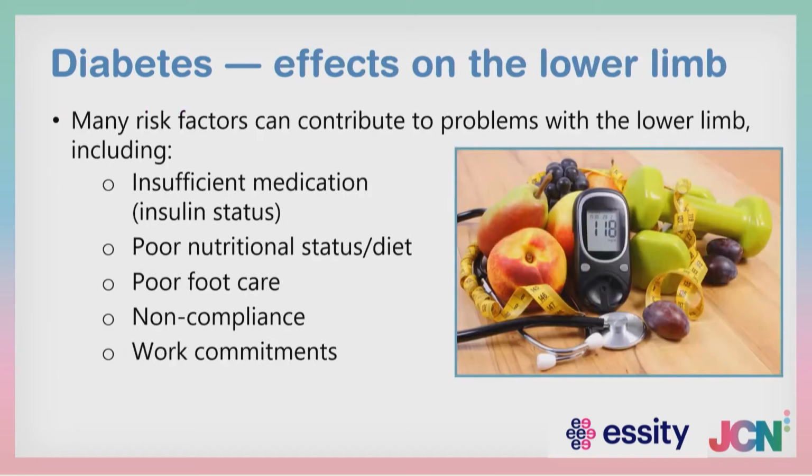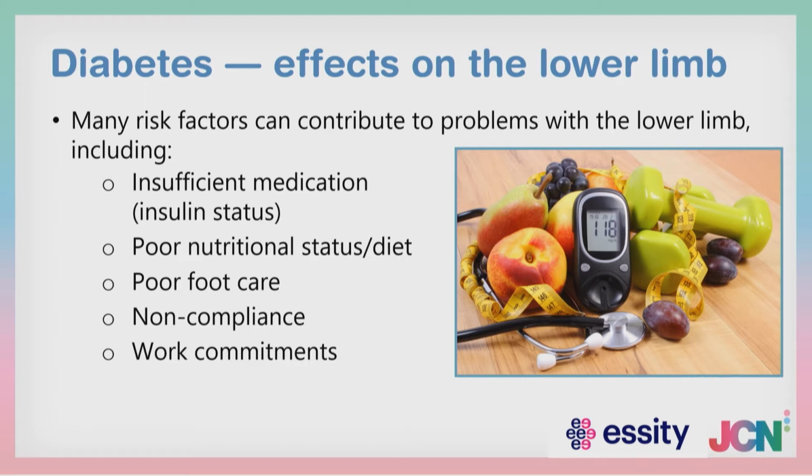So the effects on the lower limb of having diabetes. Many risk factors can contribute to problems with the lower limb, including insufficient medication, so that could be relating to the insulin. Poor nutritional status and diet, so if the diet's not controlled, the diabetes isn't controlled. Poor foot care. It's so important for people to check and look after their feet, to wash their feet, apply emollients, keep them intact, nail care, and if they can't do it themselves, then to ensure somebody else is doing it for them.